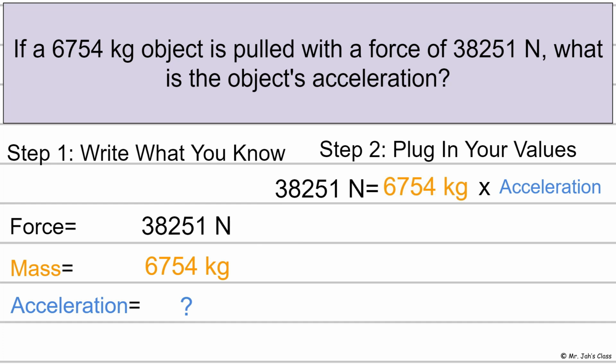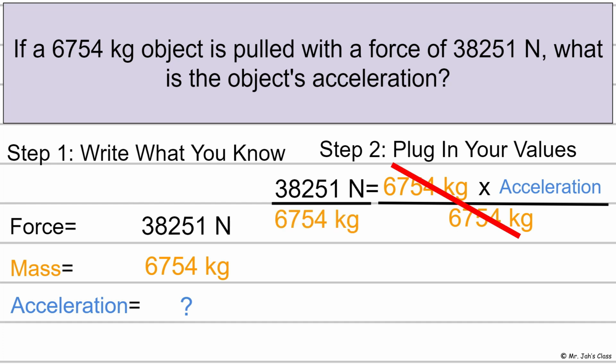How do we solve for acceleration? We need it to be by itself. So what is happening to it? It is being multiplied by the mass. So therefore, we have to divide by the mass. Whatever we do to one side of the equation, we have to do to the other side. And then we just bring our values down. Acceleration is equal to 5.66 meters per second squared. And that is how you solve for acceleration.